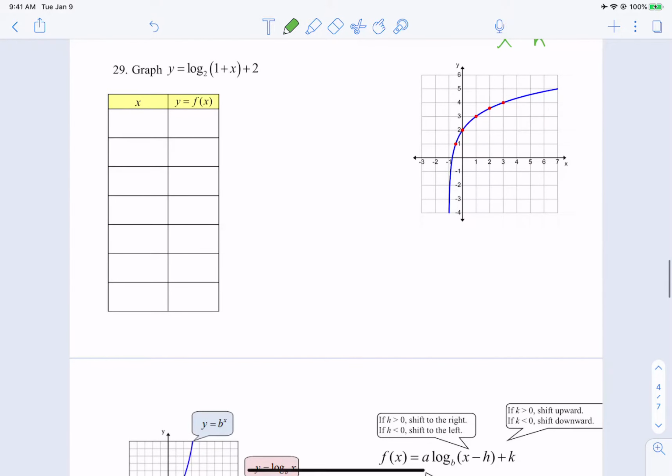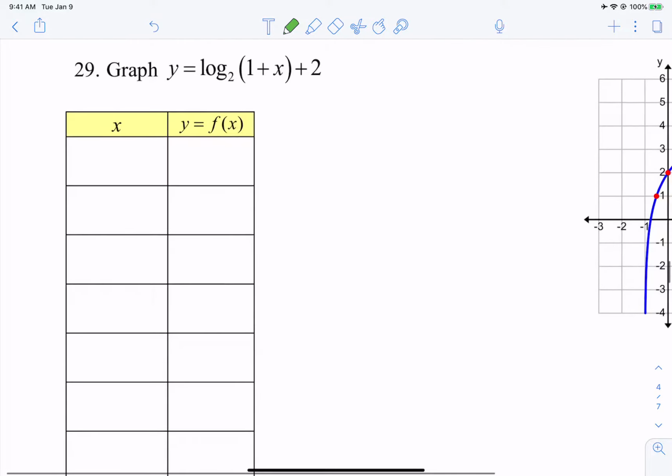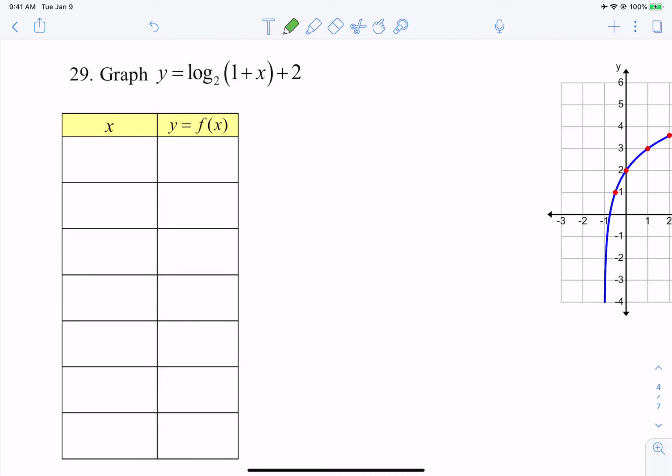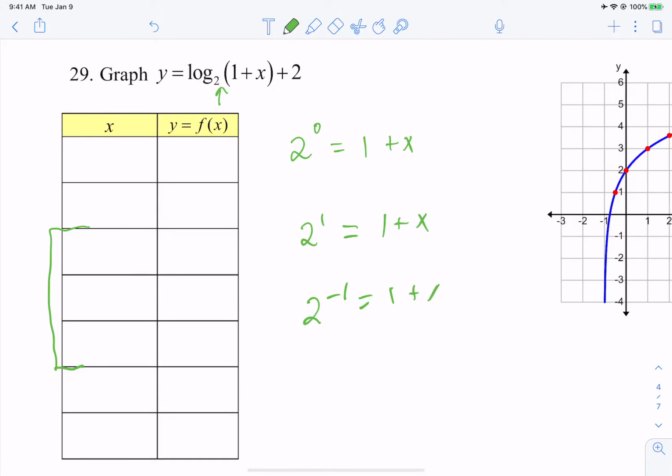So we have some changes and transformations to our function. Let's focus on what we would normally do. Our base is 2. I'm not going to do all of these, just the middle 3, and then you'll get the idea. Normally I would plug in 2 to the 0, 2 to the first, and 2 to the negative first. But we've got this 1 plus x here. Sorry, every time I write a plus next to an x, I write strange things.